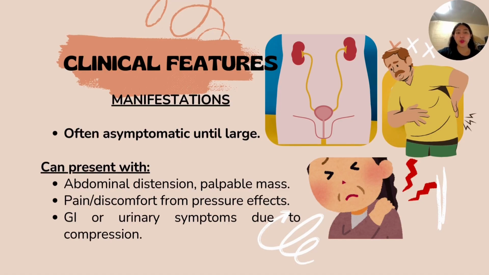So mucinous tumors produce a lot of mucin, filling the cystic spaces with thick gelatinous material. This makes the tumor very bulky, often greater than 20 centimeters. So as the mass grows, it causes visible abdominal enlargement or distension, and a palpable mass can be felt on exam.